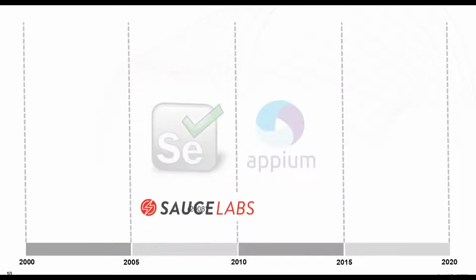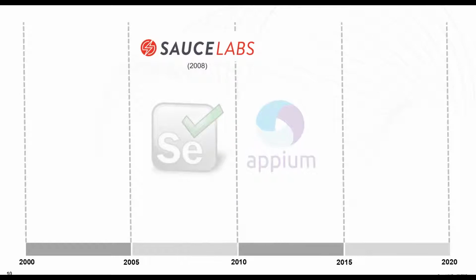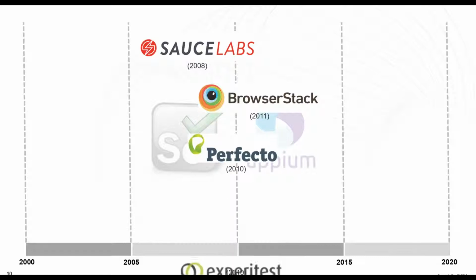Now, as mentioned previously, Selenium and Appium have a significant commercial ecosystem around them, typically platforms that let you run Selenium and Appium-based tests against a wide range of web browsers and mobile devices, both real and emulated or simulated. These include Sauce Labs, BrowserStack, Perfecto, and Experitest. And indeed, a lot of the funding for developers of open source tools such as Appium is commercially funded by companies like Sauce Labs.